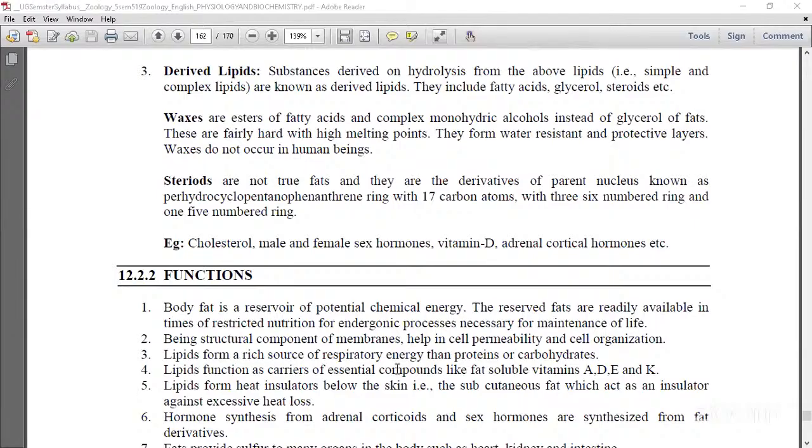Here, this is the GK bit. Usually in competitive exams, they ask about the fat soluble vitamins A, D, E, K. And lipids form heat insulators below the skin. They protect the subcutaneous fat, which acts as an insulator against excessive heat loss.